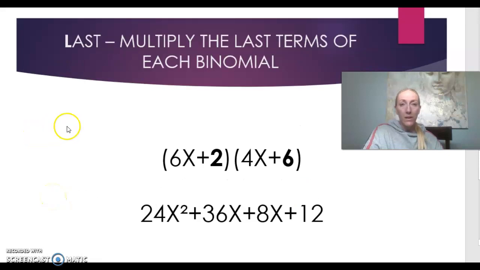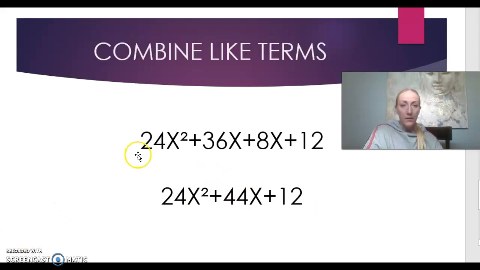The last step in FOIL is to multiply the last terms of each binomial. I'm going to take the 2, which I have in bold, and the 6, which is in bold. You're going to multiply those. So you end up with 24x squared plus 36x for the O plus 8x for your inners plus 12 for your last terms.